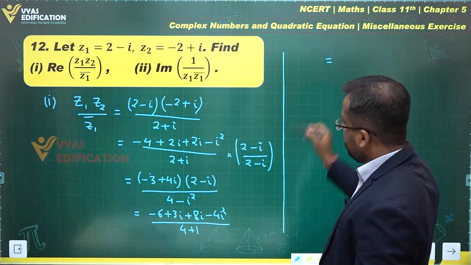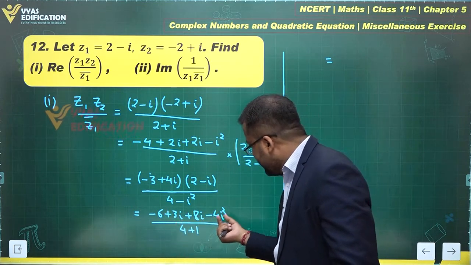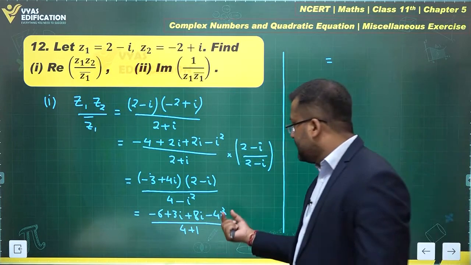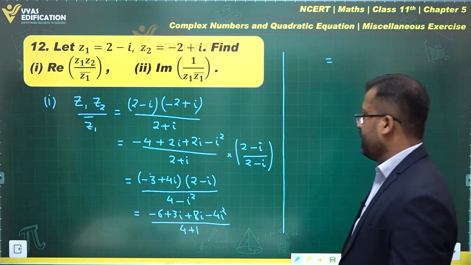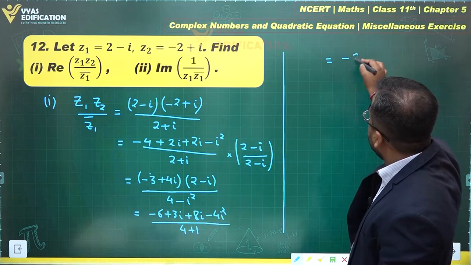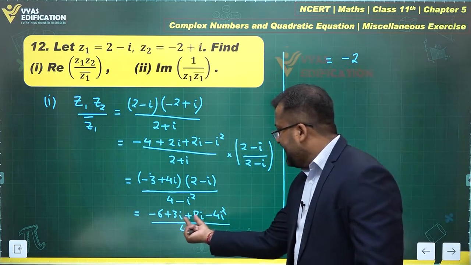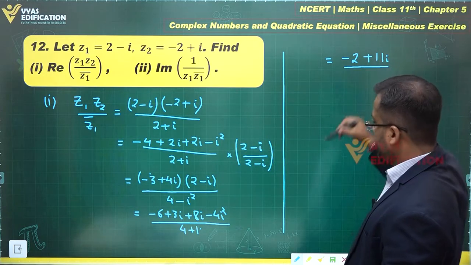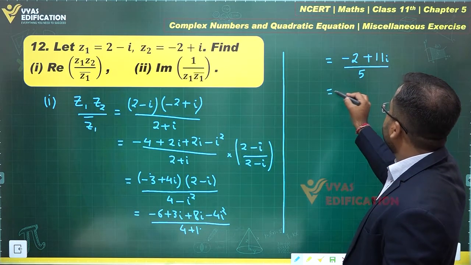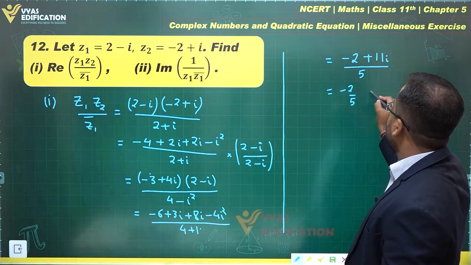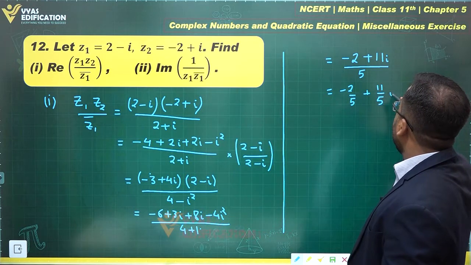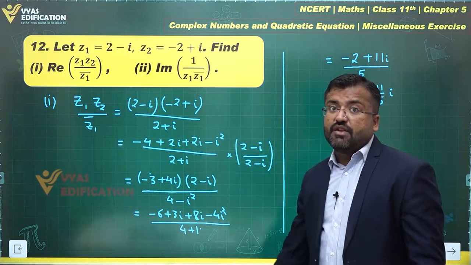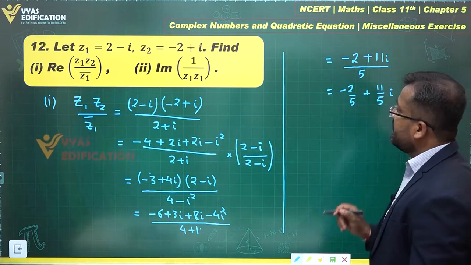This further becomes equal to, this is minus 4i square, which becomes minus 4 into minus 1. That's plus 4, minus 6. Plus 4 minus 6 would be actually minus 2. This is 8 plus 3, which is 11i, whole divided by 5. And this gives me minus 2 by 5 plus 11 by 5 i. This is the expression Z1 Z2 over Z1 bar. That expression is equal to this.